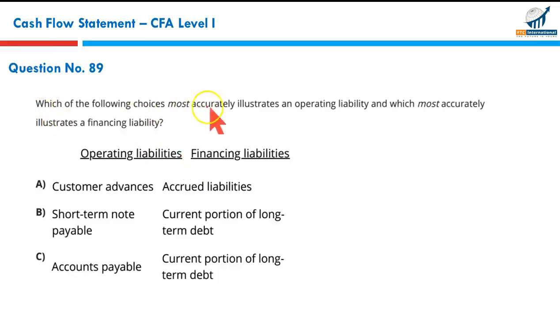Which of the following choices most accurately illustrates an operating liability and which most accurately illustrates a financing liability? Customer advances is an operating liability. Correct. Accrued liabilities is also an operating liability. Incorrect option. Short-term notes, it's a financing. Current portion of long-term, it's a financing. Accounts payable, yes, it's an operating liability. And current portion long-term, that's a financing liability. O, F, C is the right answer.